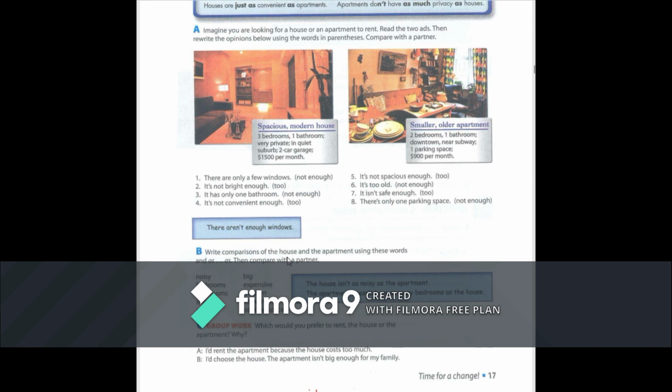The word big in a sentence. The apartment isn't as big as the house. Expensive. The word expensive. I could say the apartment isn't as expensive as the house. It's like the same sentence, I'm just putting different words in it. So if you write it down, the apartment isn't as...as the house, you're just going to add spacious, private, big, expensive, modern. It's going to be the same. Like the apartment isn't as modern as the house.